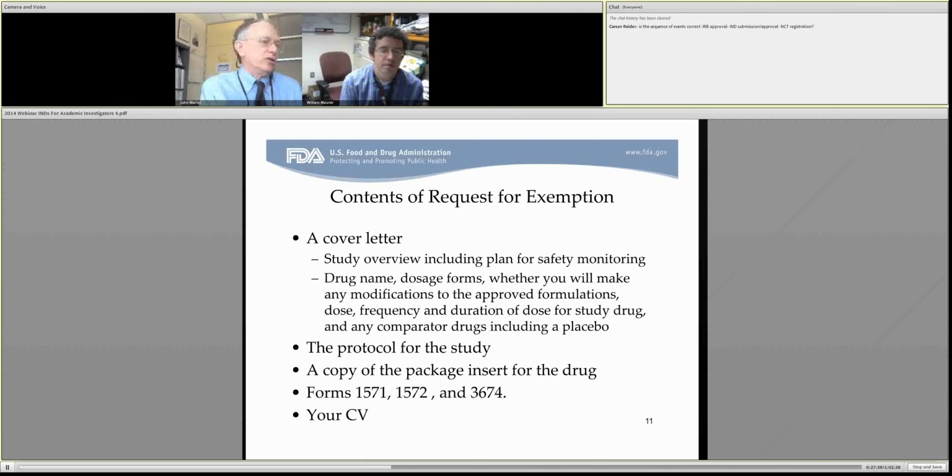But at that point, you're generally not exempt, and your request for an exemption can turn into an application. If it doesn't, it costs time and can create difficulties. So in addition to a cover letter, which you might think is all you need to get an exemption, we suggest that you attach a protocol for the study and a copy of the package insert for the drug that you're going to use.